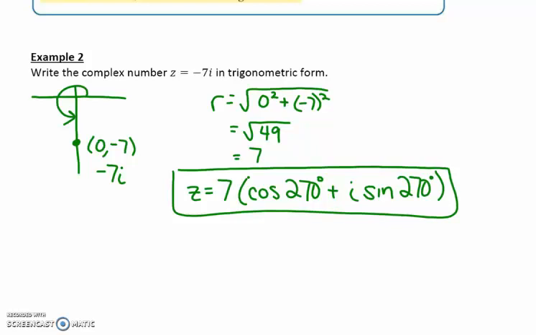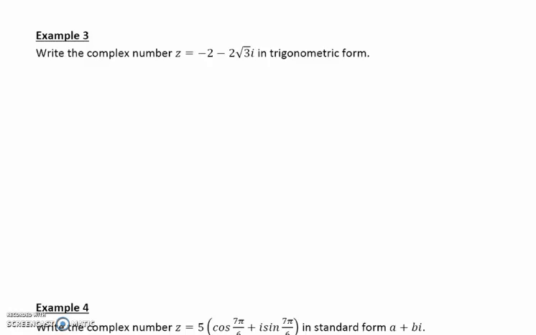All right, let's take a look at example number 3. Write the complex number z equals -2 minus 2 square root of 3 i in trig form. Again, I like pictures, so I'm going to draw the picture. Notice that this would be like (-2, -2 square root of 3). Since both parts of my ordered pair are negative, we're going to be in the third quadrant. Okay, so I have -2 and -2 square root of 3.